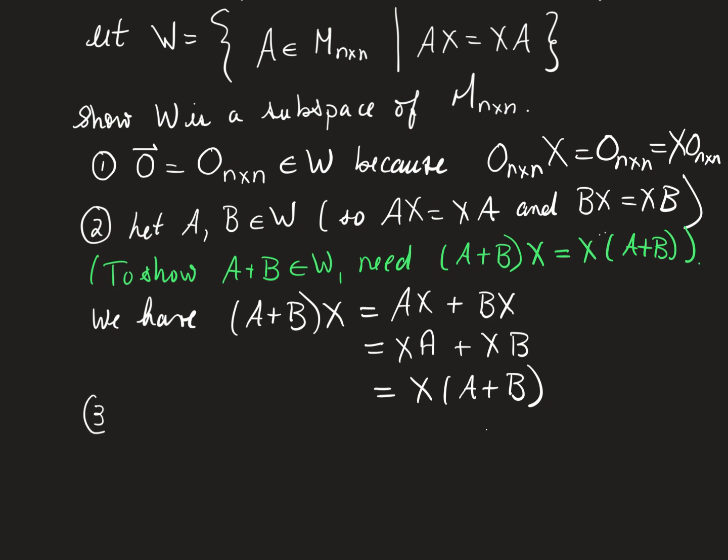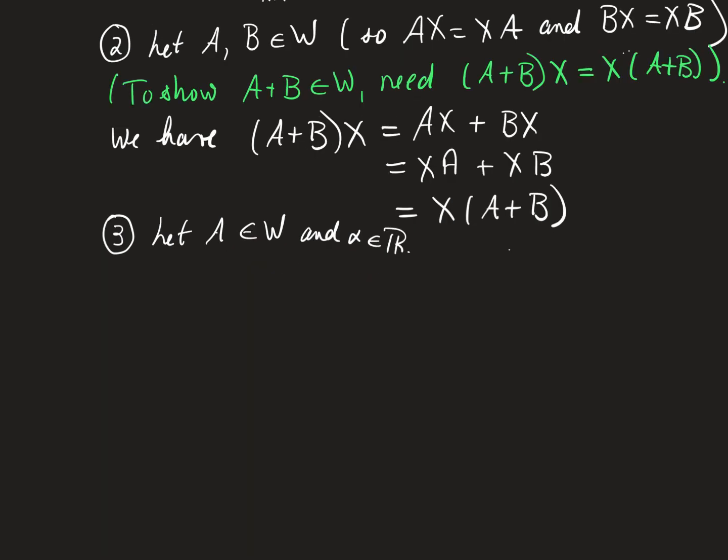The third thing I need to show is closure under scalar multiplication. So let's let A belong to W. And again, what that means is that A commutes with X. And let's let alpha belong to R. Let's think about what we need to prove. We need to prove that W is closed under scalars. So we need to show that alpha A commutes with X. So we need alpha A times X is X times alpha A. That's what we are supposed to show. So let's go ahead and do that.